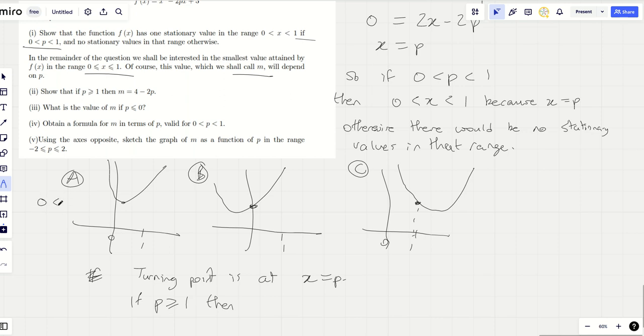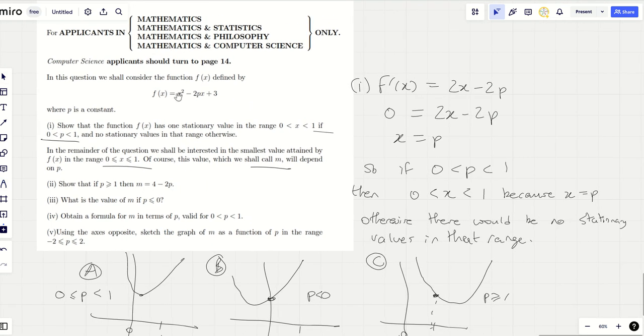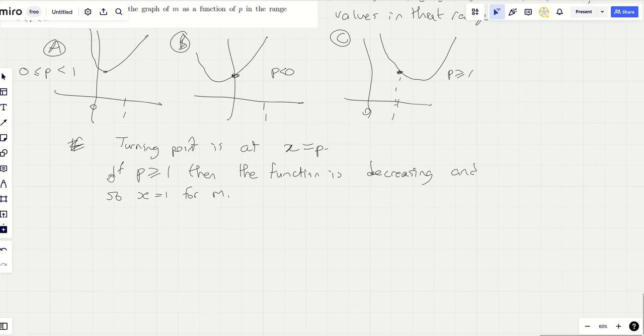Here, we can see 0 is less than p, which is less than 1. I'm trying to show that the turning point is between 0 and 1. Here's where p is less than 0. And here's where p is greater than or equal to 1. So as we can see, we've got a decreasing function here. So I can say then the function is decreasing. You could easily prove that with calculus as well. And so m arises when x equals 1 for the min value. And if x equals 1, let's go back to our original equation, we're going to get 1 minus 2p plus 3, which is 4 minus 2p.